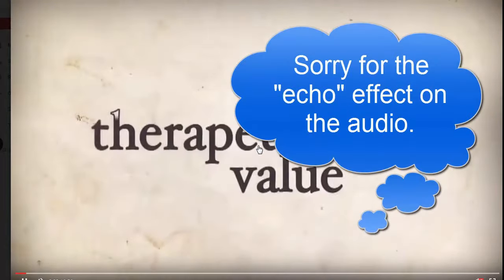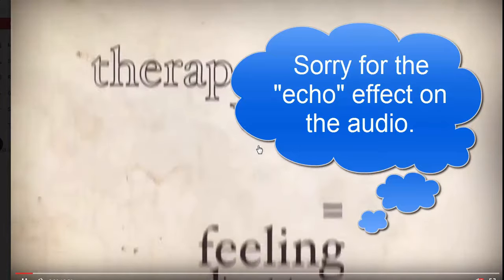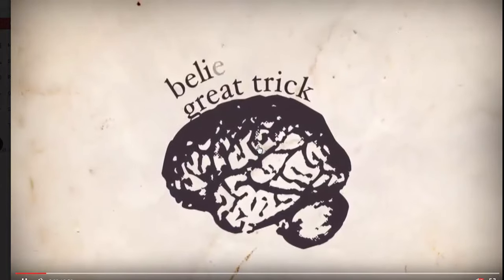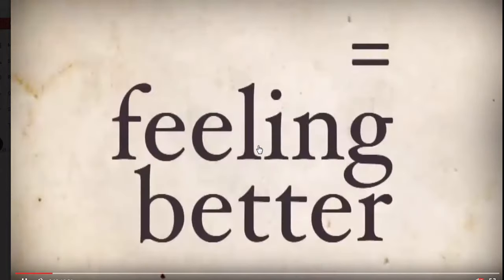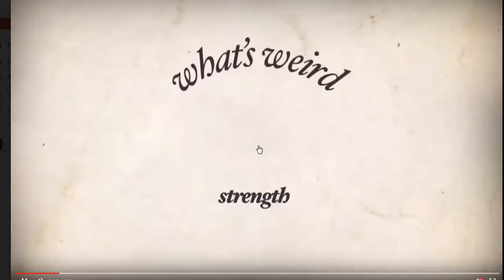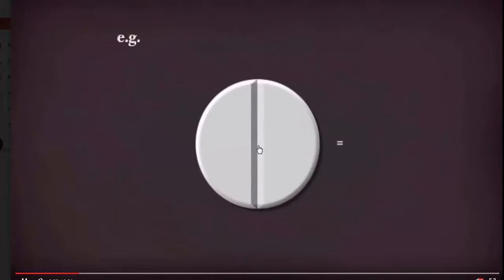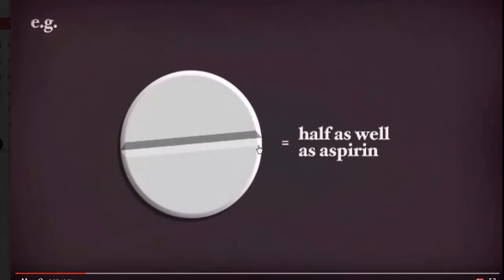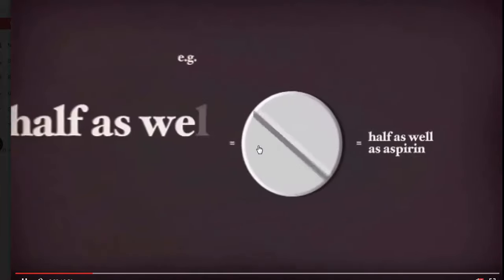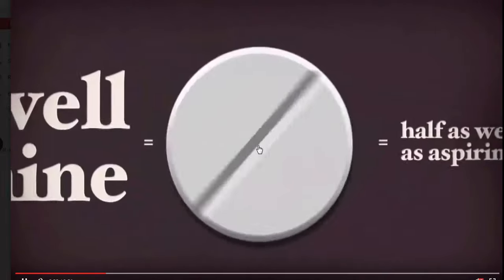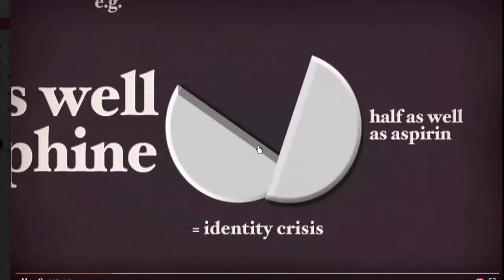Now, you've all heard of the placebo effect before, when something with no known therapeutic value can actually make people feel better. It's a great trick our minds play on us, that by believing and expecting something to work, it actually does. But what's weird is that the strength of the effect can differ for some really strange reasons. For example, the same placebo can treat pain half as well as aspirin, while at the same time treating pain half as well as morphine. Morphine's a much more powerful painkiller, but a placebo is half as effective as both.